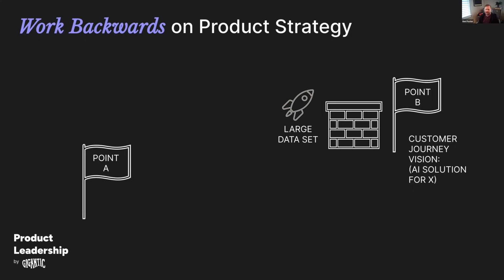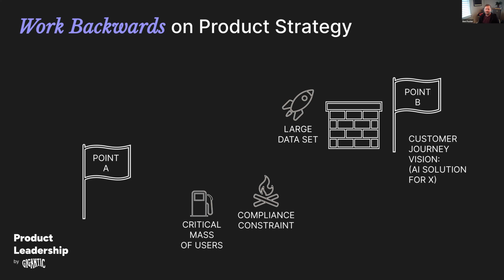Well, you might look at things like assets that you can create, like a large data set in this particular case. But in order to get that large data set, how are you going to get there? Well, you probably need a critical mass of users. But then there are some other hurdles in your way. Maybe there are compliance constraints, like from a healthcare perspective, that you have to work through. There might be a scary competitor out there that you have to work around.